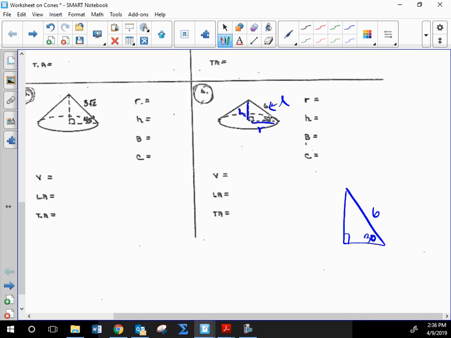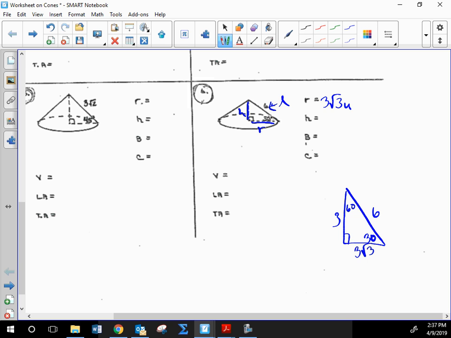Kelly? It's our side across from our short angle is our short side. But that would be this, which, does that look like it? Do we ever trust the picture? No. Okay, so then since this is 60 degrees, what would my radius be? 3 root 3. So my radius is 3 root 3 units.